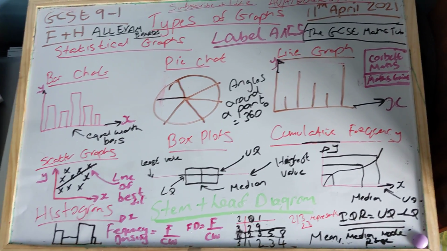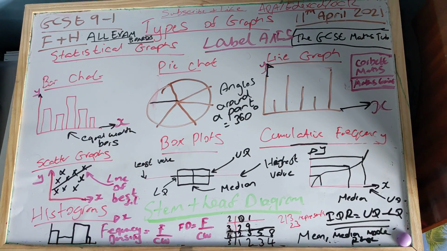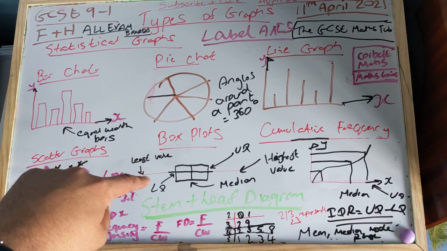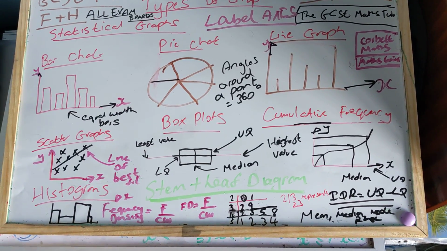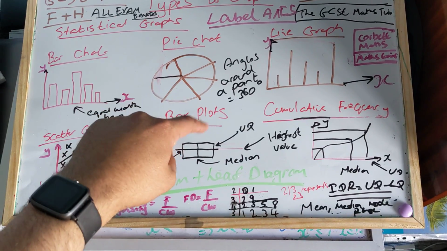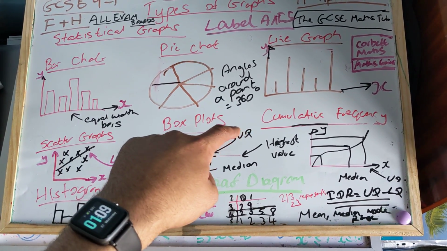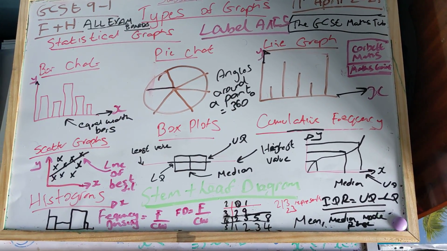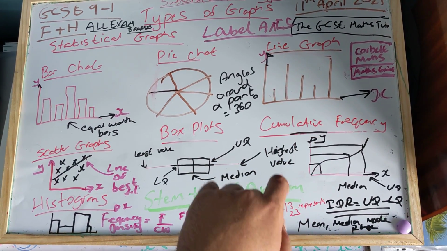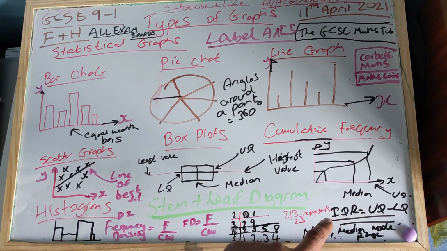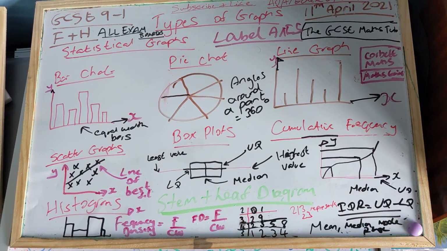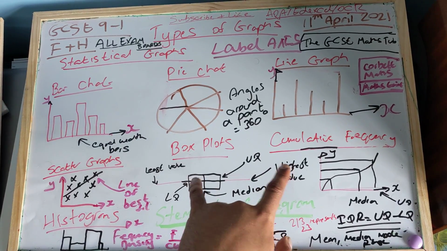This is what a box plot is. Looking at number 5, box plots. The information to remember: minimum value or least value, LQ means lower quartile, that's the median, UQ is upper quartile, and then I've got the highest value. The key part for both of these graphs is that the interquartile range is calculated by doing the upper quartile minus the lower quartile. So that's the key part for these two graphs here.